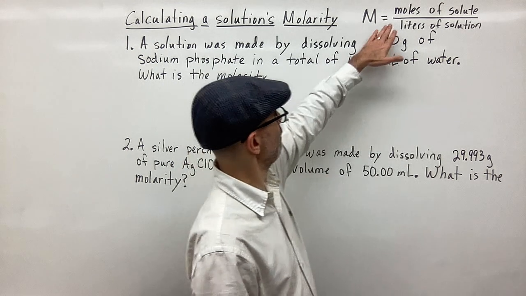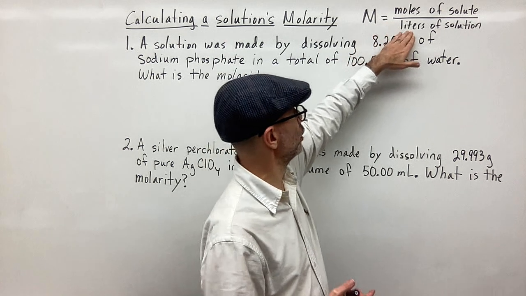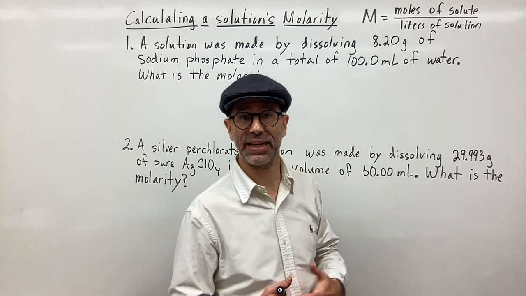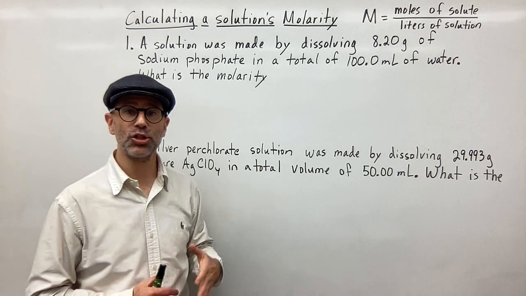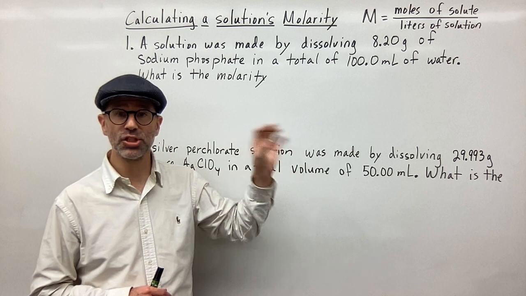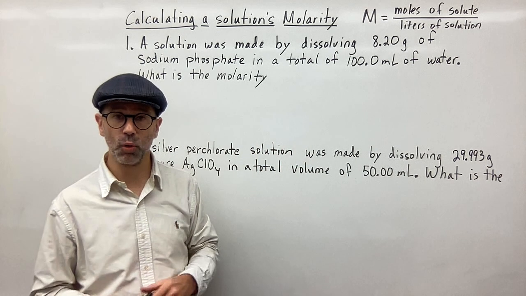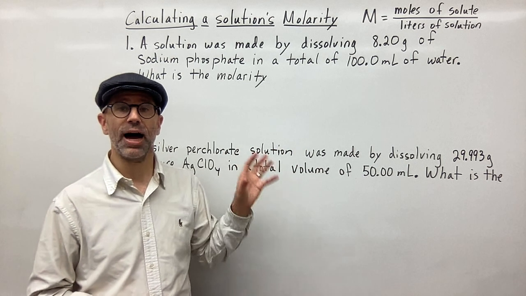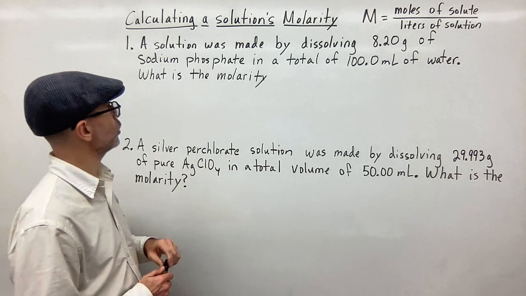Okay, so if I can get the moles of the solute and the liters of the solution, then all I need to do to get molarity is divide them. So whatever problem I'm given, I need to make sure that whatever unit of the solute they're giving me, I convert that to moles if it's not already in moles. And whatever volume of the solution they're giving me, I have to make sure that's converted to liters. So let's go ahead and start with the first problem here.